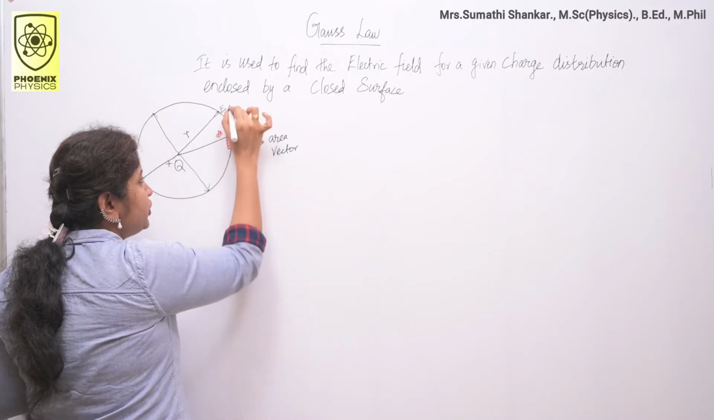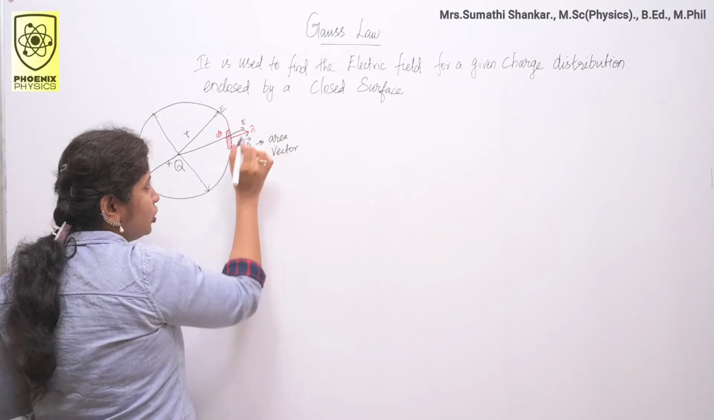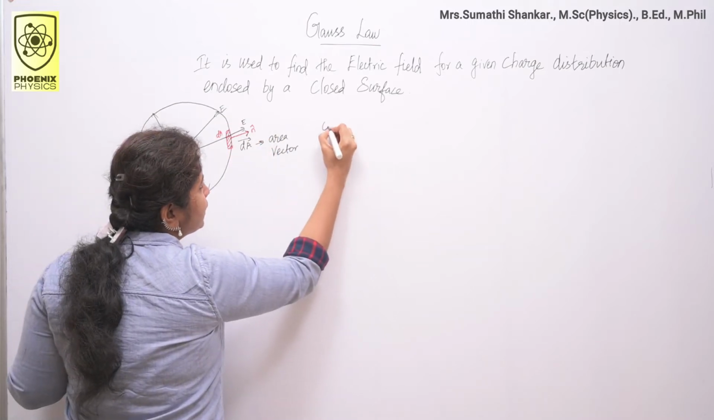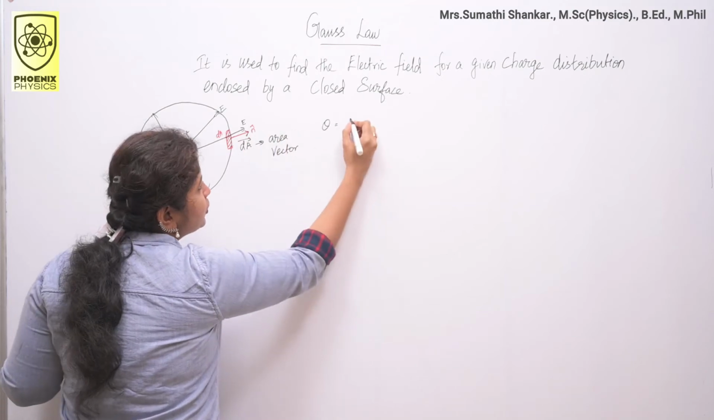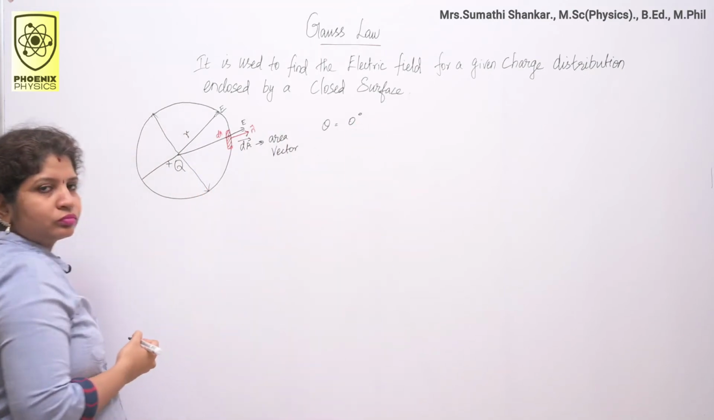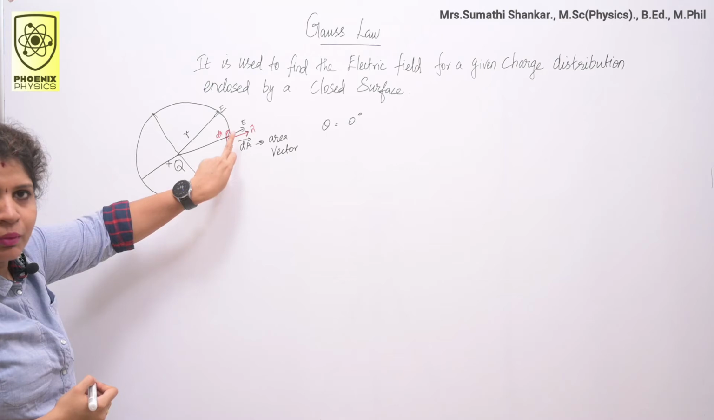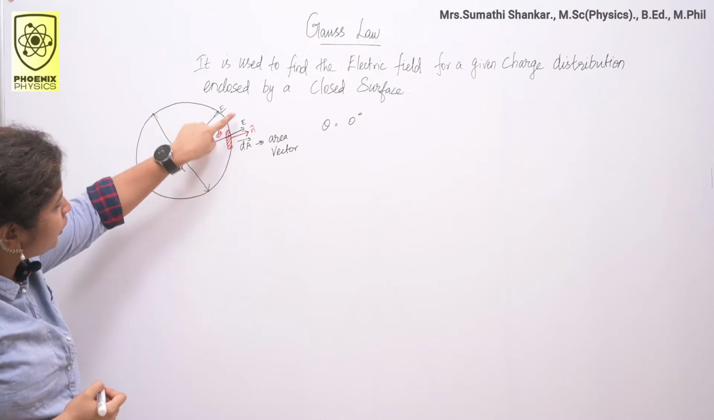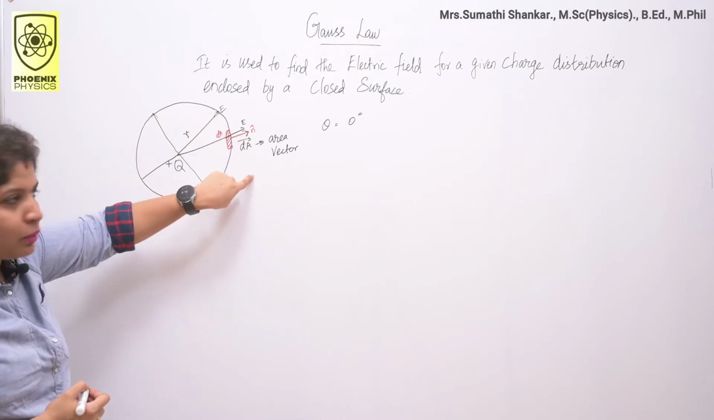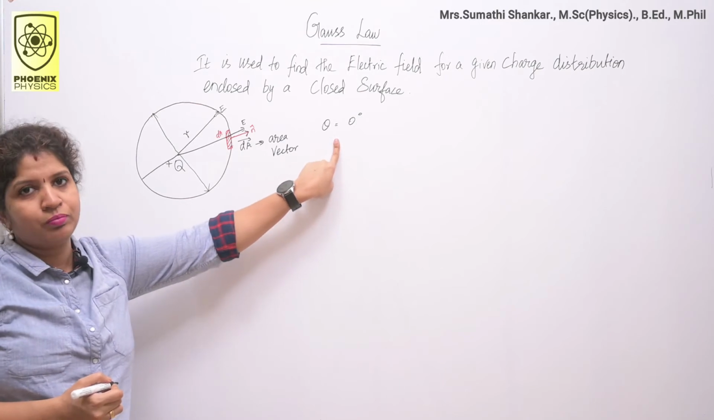Here E is in the same direction as n cap. So the angle between these two is 0 degree. See, both the lines are parallel. So the angle between E vector and n cap is 0 degree.